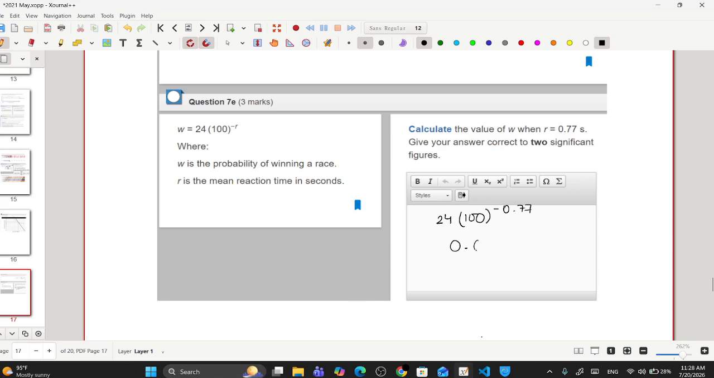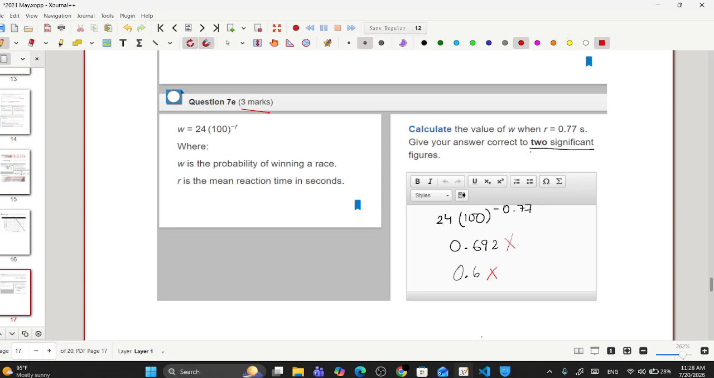But here's the catch: correct to two significant figures. Now this is where students get it wrong. Either they're going to write 0.692 or they're going to write 0.6, because they don't understand the concept of significant figures. And beware, this is worth 3 marks.